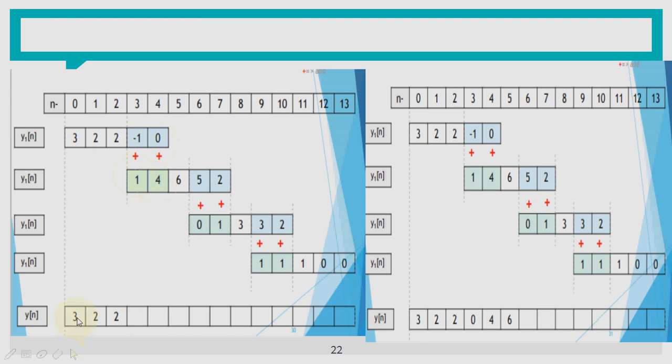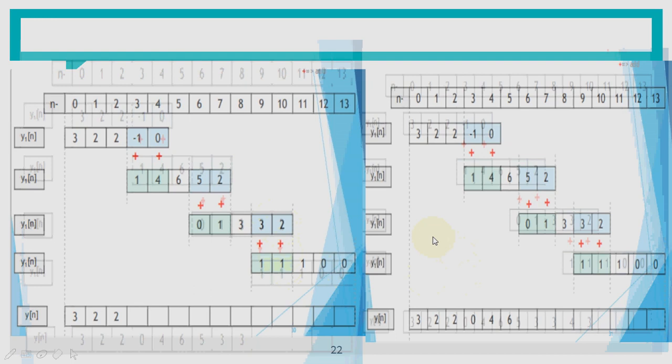So you will get the output 3 2 2, and the next sample is 0 because minus 1 plus 1 is 0, and 0 plus 4 is 4. So you will get 3 2 2 0 6. Again this 6 is available as it is. Again these two samples are added with these two samples, so you will get 5 plus 3, and this 3 as it is. Again 3 and 2, and this 1 1 should be added. So 3 plus 1 is 4, and 2 plus 1 is 3.